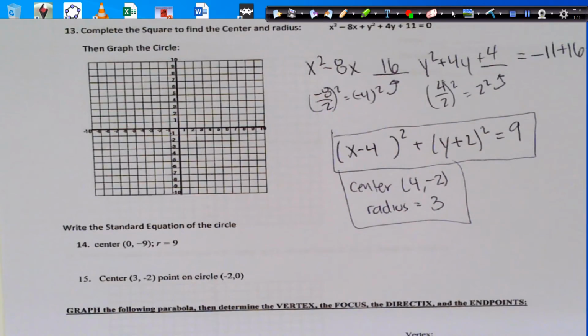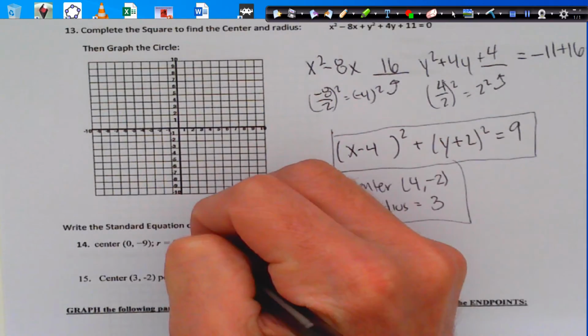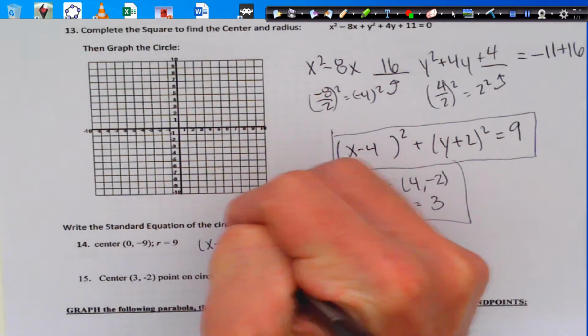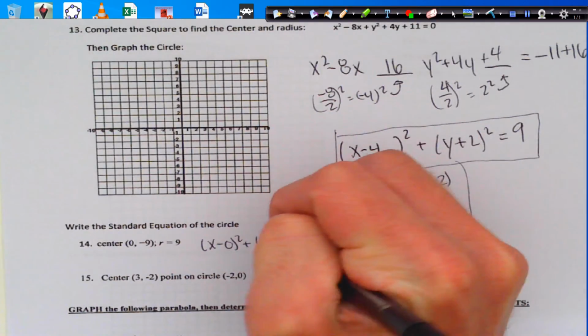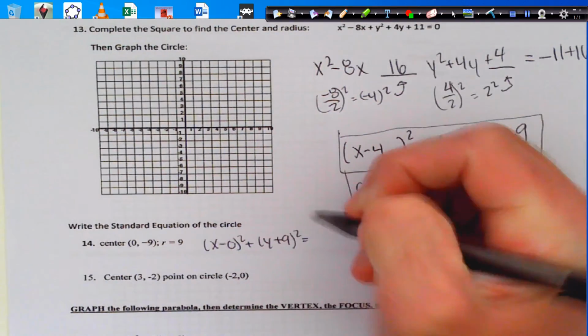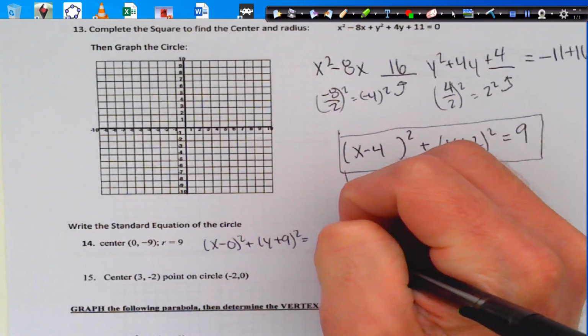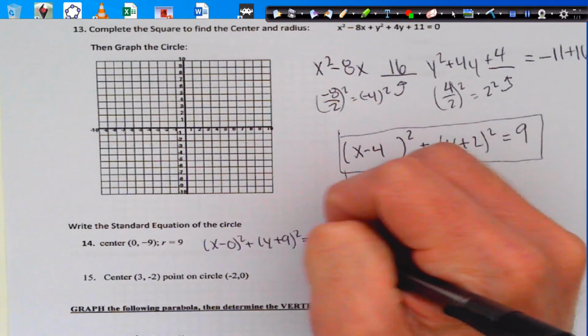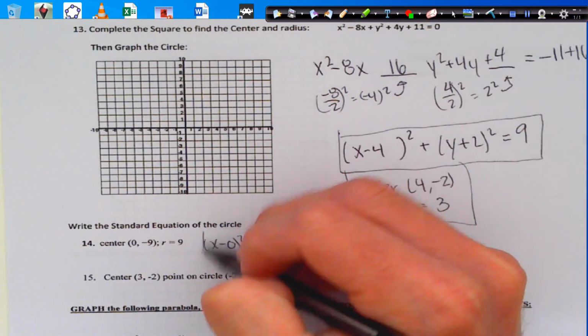Write the standard equation of a circle given the center and the radius. So this is really easy. You do (x - 0)² + (y + 9)² = r², so r² is what we want to put in here. So 9² is 81.